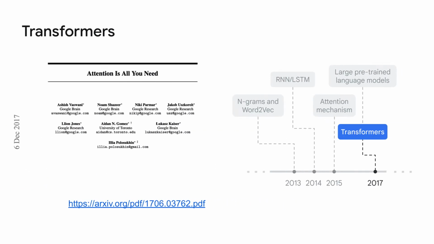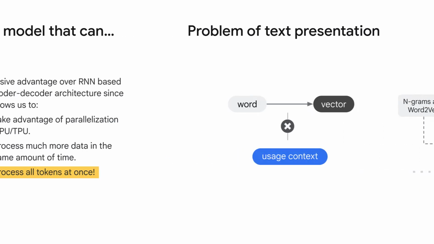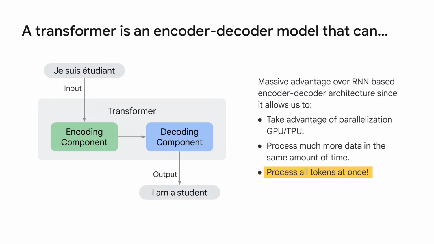Transformers is based on a 2017 paper named Attention is All You Need. Although all the models before transformers were able to represent words as vectors, these vectors did not contain the context, and the usage of words changes based on the context. For example, bank in riverbank versus bank in bank robber might have the same vector representation before attention mechanisms came about. A transformer is an encoder-decoder model that uses the attention mechanism.